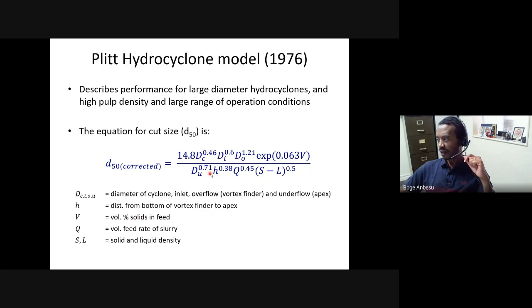And V represents the volume percent in the feed, and Q represents the feed rate of the slurry. Of course, you can take into account the solid and liquid density as well. In this case, particles are what you're feeding, so you can take the average density of those particles. And if you're operating in water, you take L as the density of water.